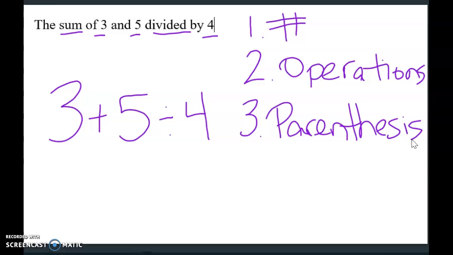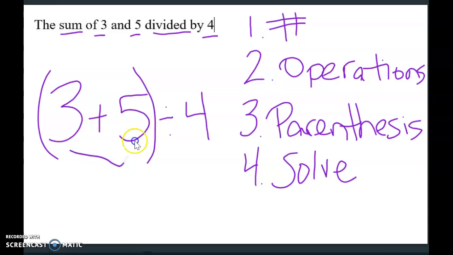Do they want us to divide 5 and 4? No, they want us to divide whatever the sum of 3 and 5 is by 4. So I need to put parentheses around 3 and 5. So notice how this one's different than the last two examples. The last two examples had the parentheses in the last two numbers, whereas this example has our parentheses in the first two numbers. So now, step 4 is now we solve.